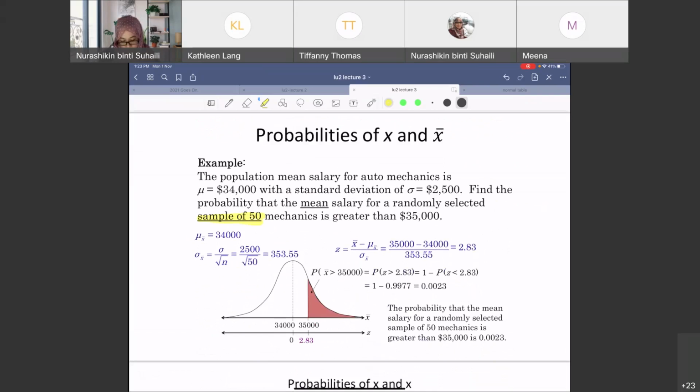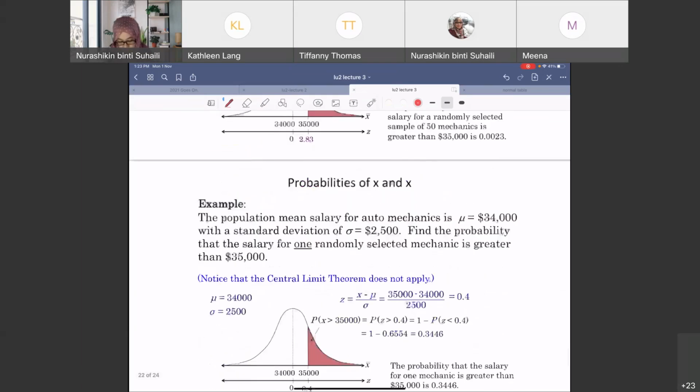Sample of 50. It doesn't say that it follows a normal distribution like how it is mentioned for the previous problem, but because of this one, you can use the central limit theorem. The rest is the same: how you find the Z, how you find the P.